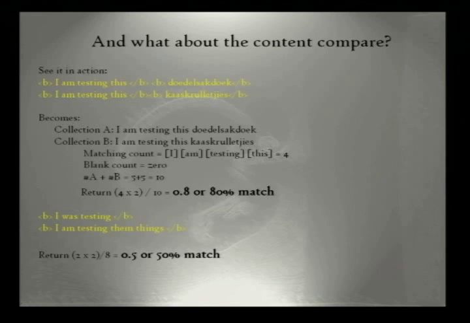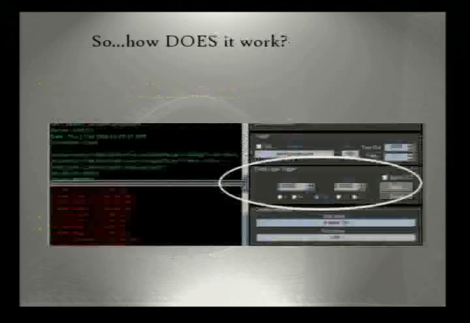If we have, I was testing and I am testing them things, then our return is 2 times the number of words that match, which is I and testing, and we get a 50% match because we have 8 words in total. That's how easy it is. It's nothing like super fuzzy neural networks. It's just kind of easy.